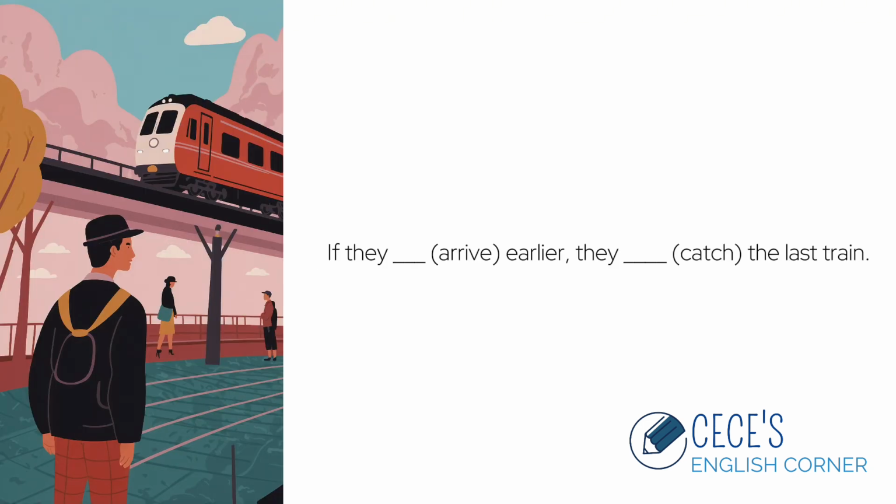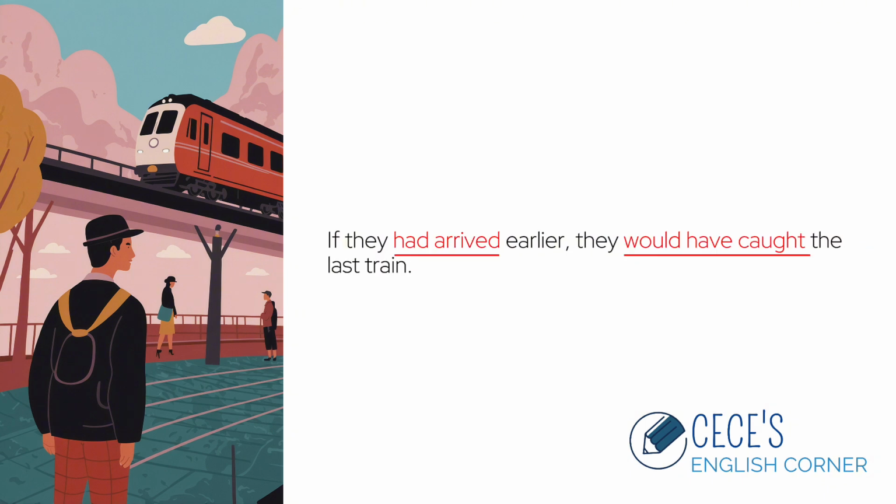If they arrive earlier, they catch the last train. If they had arrived earlier, they would have caught the last train. This is a conditional sentence. Notice the sentence uses the word if. As we discussed earlier, we can use the past perfect tense in conditional sentences.